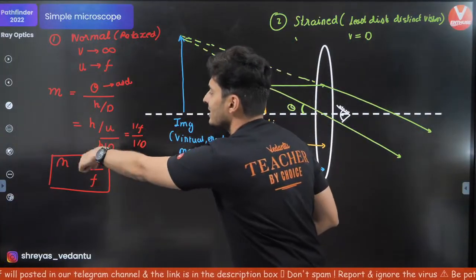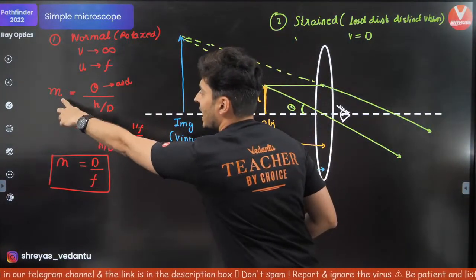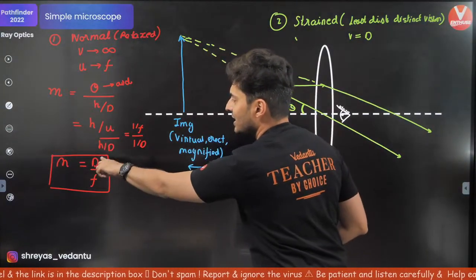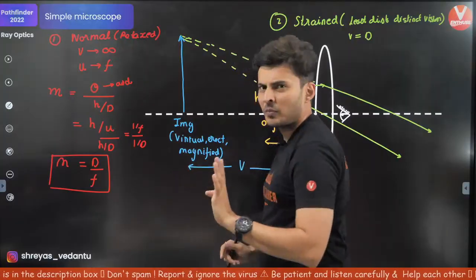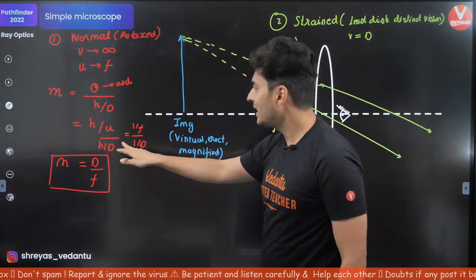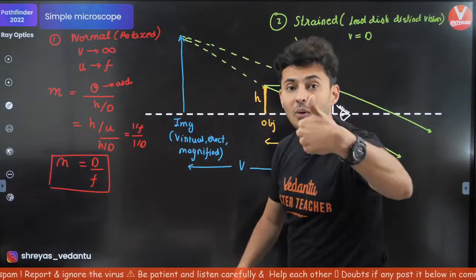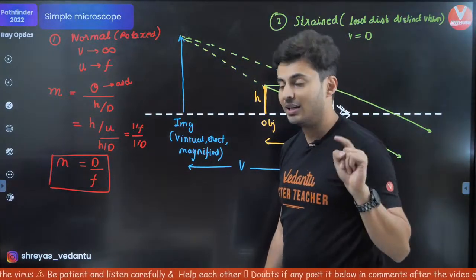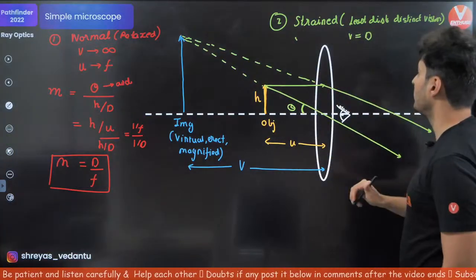If you notice, magnifying power over here is, after h cancels, D by U. So probably I need the value of U. Understanding it? I need the value of U. How do I find the value of U? I can find the value of U by lens formula. So let's use lens formula and see what happens.